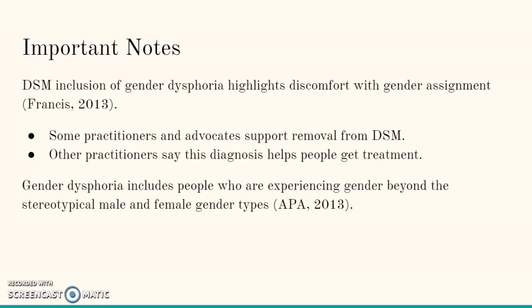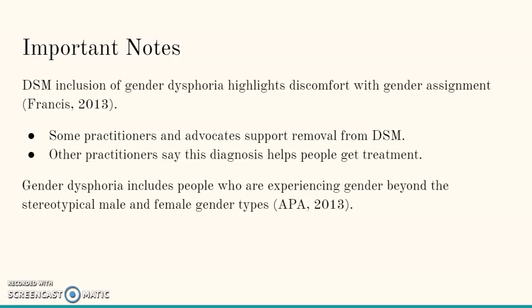There are some advocacy groups and practitioners that don't believe gender dysphoria should be included in the DSM because personal preference should not constitute a diagnosis of mental illness. But other clinicians believe that gender dysphoria should be included in the DSM because it helps people who are experiencing discomfort with their gender assignment. This inclusion helps people who are feeling uncomfortable with their gender assignment get reimbursed or covered by insurance for the appropriate psychiatric and medical treatment. Gender dysphoria also includes gender identities that go beyond stereotypical binary gender types, such as male and female.